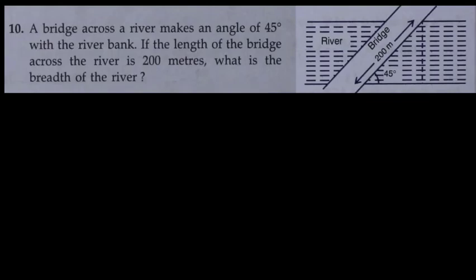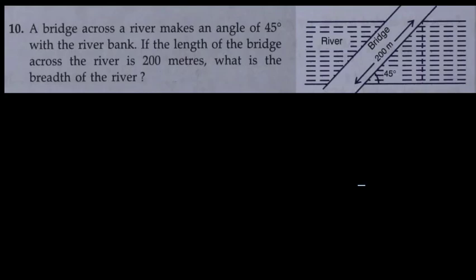Here in this problem, a bridge across the river makes an angle 45 degree with the river bank. If the length of the bridge across the river is 200 meter, what is the breadth of the river? Now you see this diagram. The length of the bridge is given as 200 meter, and this vertical height we have to find. This is the width of the river, or breadth of the river, that we have to find. And this bridge is making an angle of 45 degree with the horizontal.